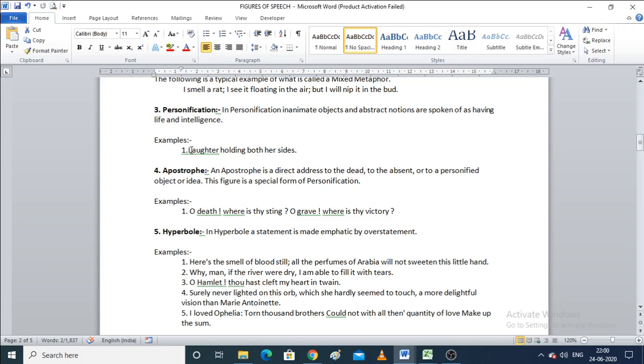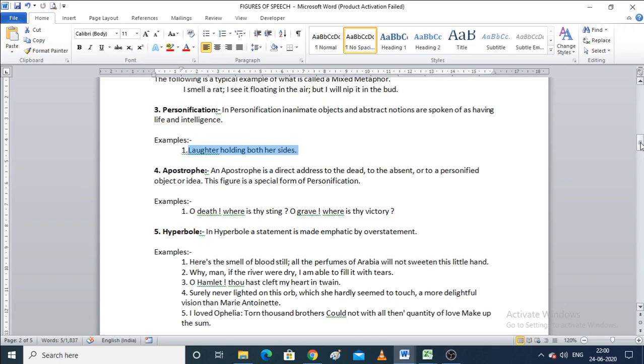For example, "laughter holding both her sides." Is that true? No. Laughter is a feeling. Laughter is a non-living thing. It is an emotion. It cannot hold anybody. It is not a living thing that will hold anybody from both the sides. This line means that the girl was laughing too much. So they have used the phrase "laughter holding both her sides," right? Laughter is a non-living thing, but still we are saying that laughter is holding both her sides. So this is known as personification.